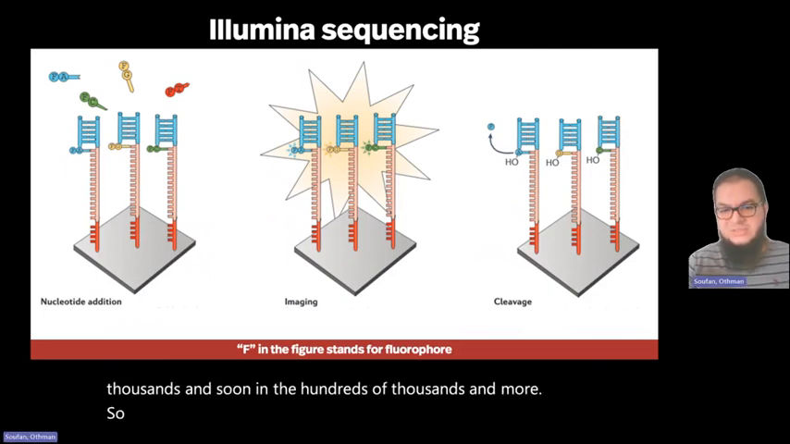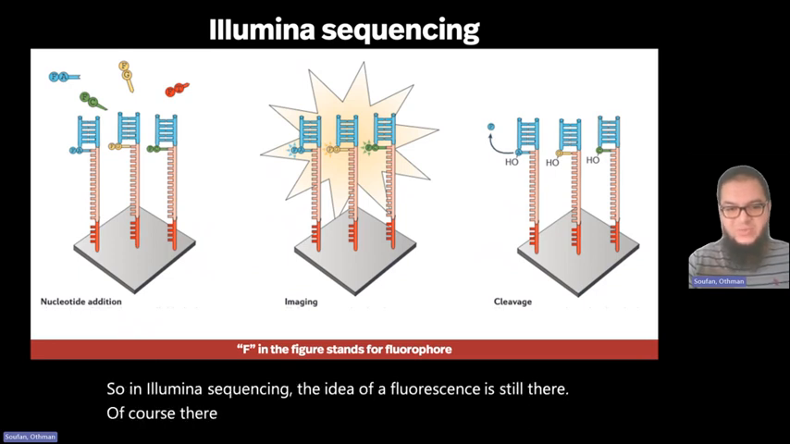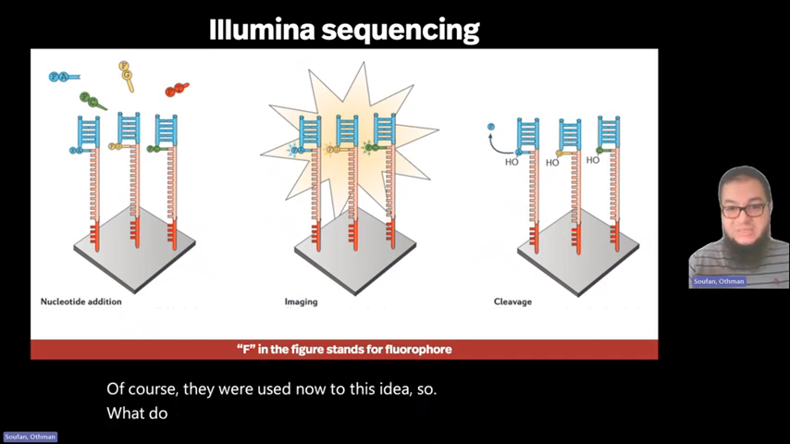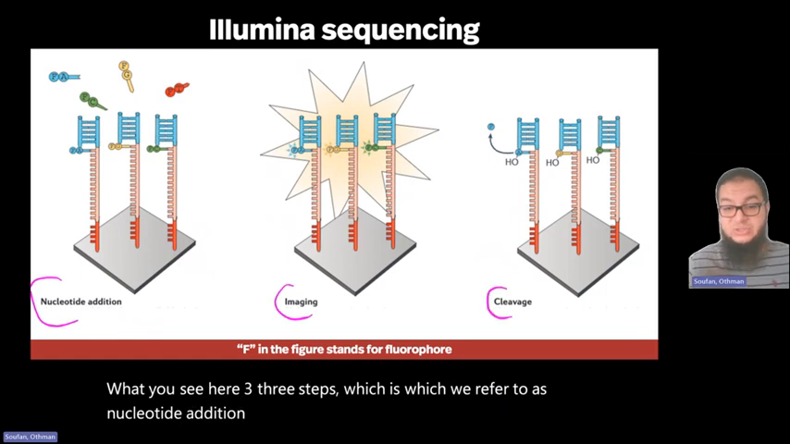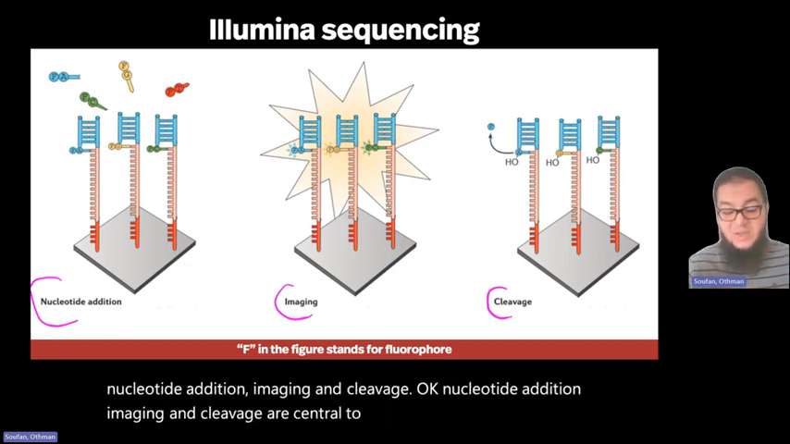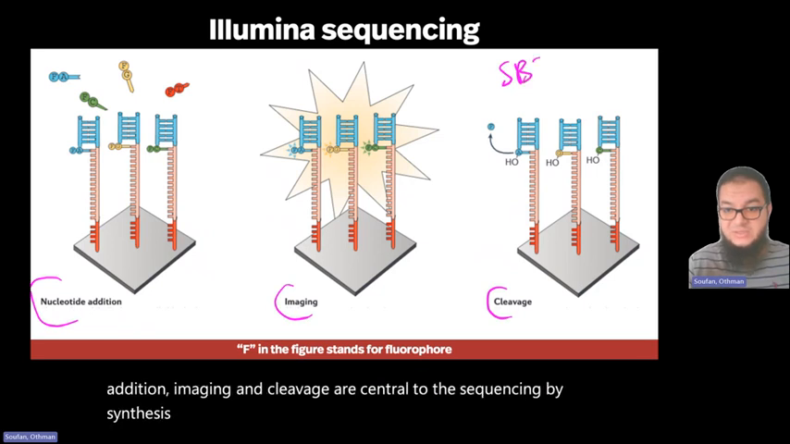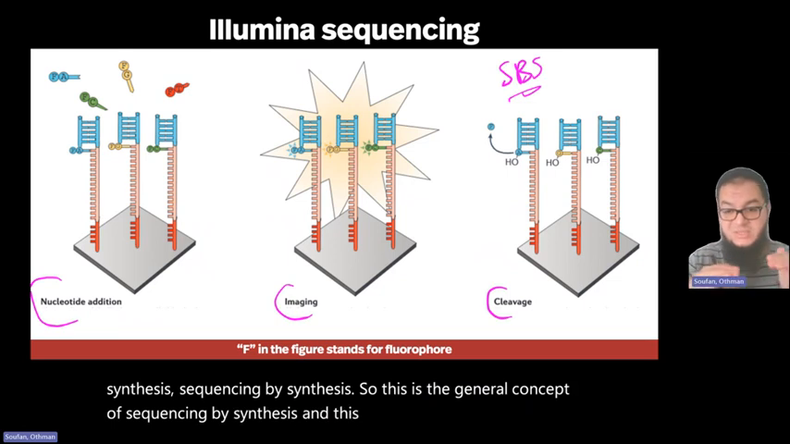So in Illumina sequencing, the idea of fluorescence is still there. Of course, they were used now for this idea. What you see here are three steps, which we refer to as nucleotide addition, imaging, and cleavage. Okay, nucleotide addition, imaging, and cleavage are central to sequencing by synthesis. So this is the general concept of sequencing by synthesis, and these steps are also part of Illumina sequencing.